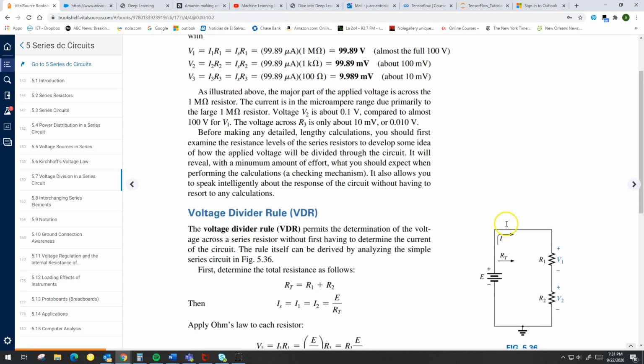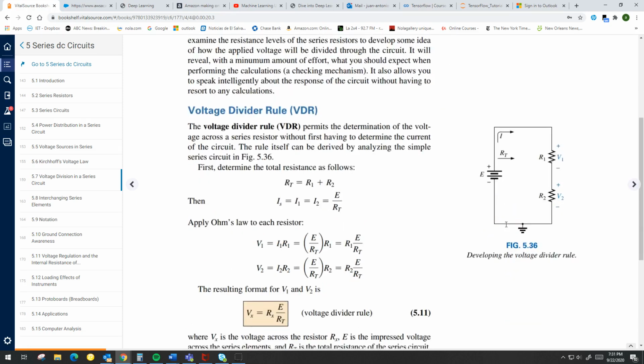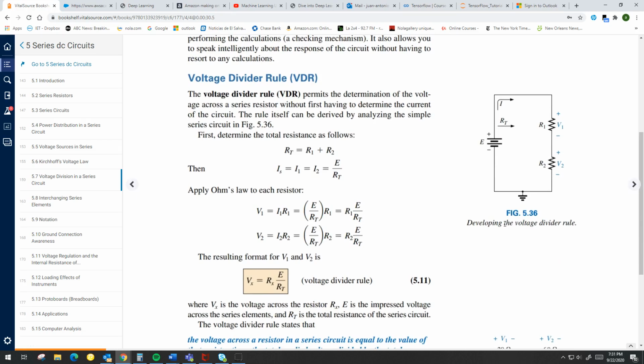So now we're basically going to use that rule to come up with a more useful rule also, that is called voltage division or voltage divider rule, or VDR. This is one of those very important methods that you're going to use to find voltages and other things in series connected circuits. And here we have a very simple two resistors connected in series tied to a source.